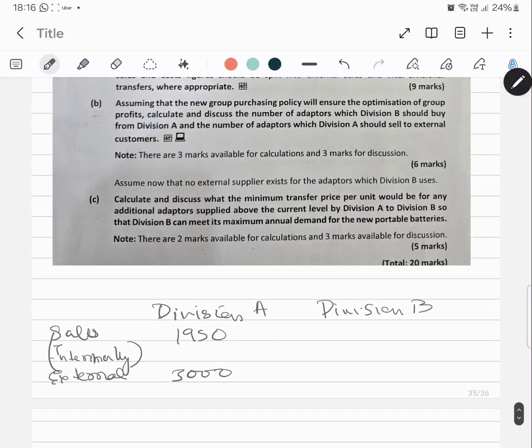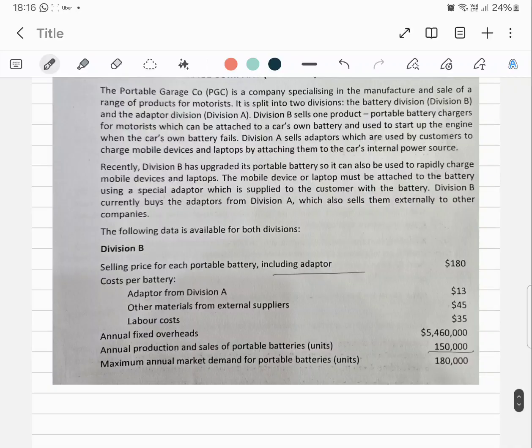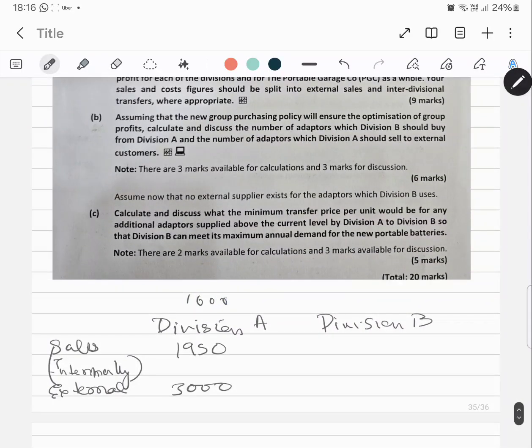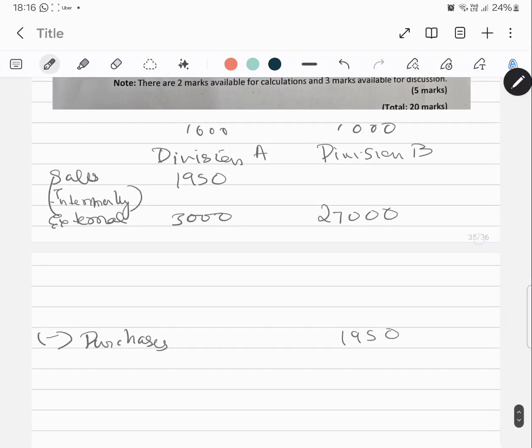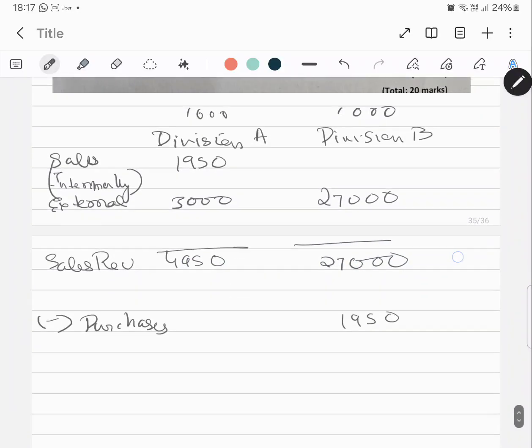Now let's come to division B. Division B is externally selling 150 into 180, that is 27,000, which will be written over here. These figures are in thousands. So total sales revenue is 1950 plus 3,000 for division A, that is 4950, and for division B it's 27,000.